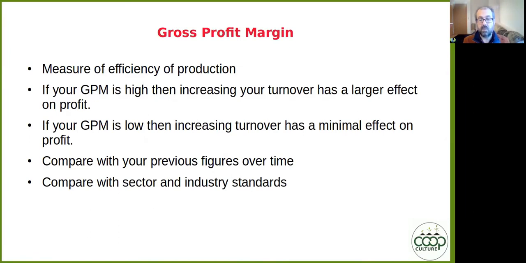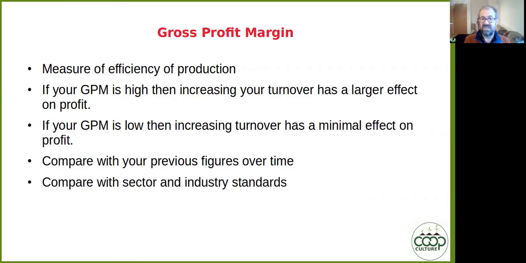This is a really important measure because it's one of the ways that we know what we should be focusing on in terms of our business model. So if we have a high gross profit margin, then increasing our turnover has a bigger effect on our profit. If we are efficient at generating a gross profit through our sales, then increasing our sales has a big effect on our gross profit. So we should therefore be focusing on trying to increase our turnover.